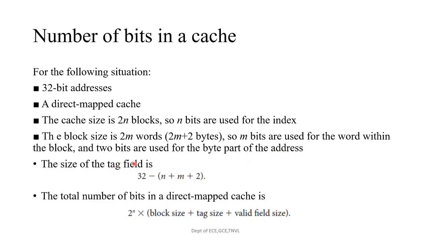So if you want to calculate the tag field, then we must subtract all these bits from the memory address, because the table has the data field, the tag field, the valid field, as well as the index field. So we need to subtract the n bits used for the index, the m bits for the words in each block, and the 2 bits used for the byte part of the address. So how can we calculate the total number of bits in a direct mapped cache? The direct mapped cache size is given by 2^n.